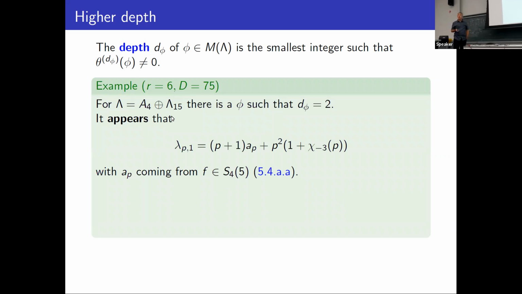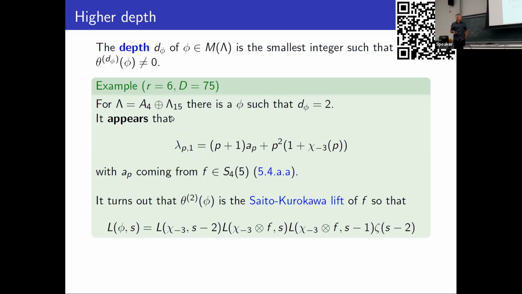We take some orthogonal modular form of depth 2, and it appears that its Hecke eigenvalues satisfy this formula when we compute it for many primes p, where again f comes from some classical modular form. So it turns out that the theta 2 of this orthogonal modular form is the Saito-Kurokawa lift of f. So we have this nice relation between the L functions. So again, everything is described in terms of zeta functions and L functions of modular forms.